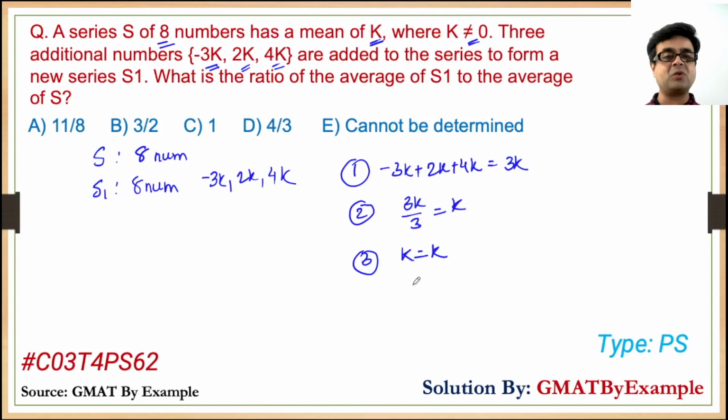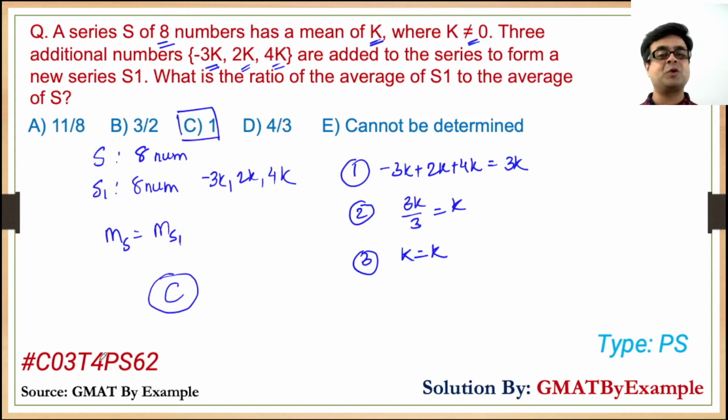Since they are equal, the mean of S1 would be equal to the mean of S. That means their ratio will be 1, and hence C is the answer to this question. The ratio of the mean hasn't changed, and hence the ratio would be 1:1.